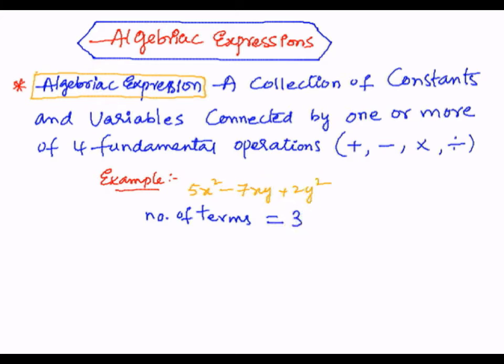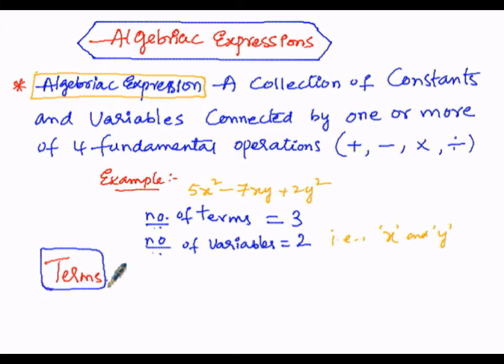Then the number of variables in this algebraic expression is only 2. One is x and the other is y. These are the two variables. Now there are three terms. Your first term is 5x square, the last term is 2y square and the middle term is 7xy. Then now we are going to discuss the definition of the term or terms of an algebraic expression.